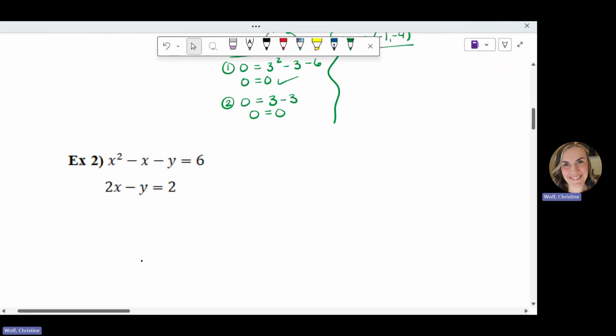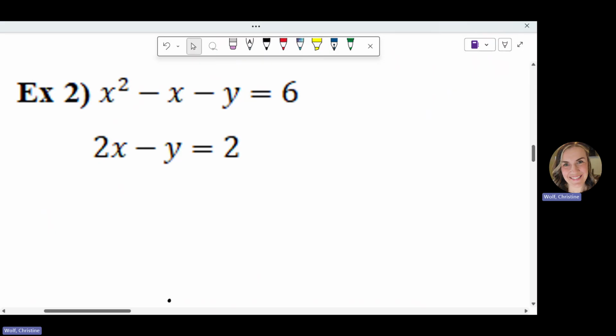Okay, moving on. This one is a bit more complicated because you can see my y's are not isolated. So I have some work to do. Step number 1 says isolate your y. So again, I'm going to call this equation 1 and this equation 2. I'm going to start with equation 1.